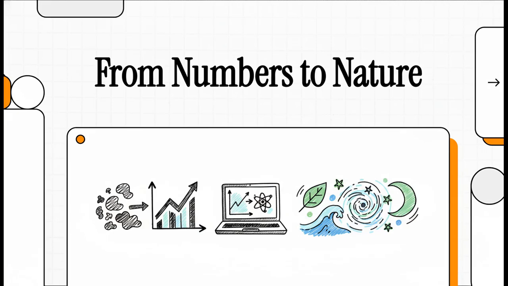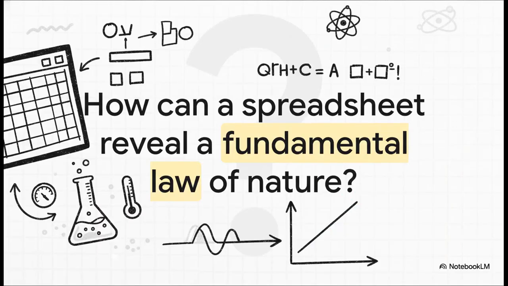Welcome to The Explainer. Today, we're doing something really cool. We're going to take a simple list of numbers from a science experiment, plug them into a basic spreadsheet, and watch as a fundamental law of nature just appears. So how is that even possible, right? A spreadsheet uncovering a law of nature. Well, let's dive right in and see how it works.